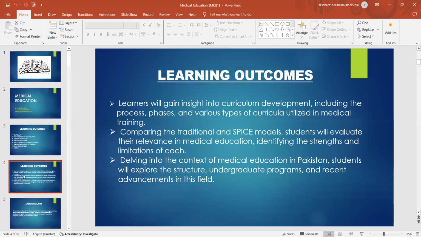Learning outcomes. Learners will gain insight into curriculum development, including the process, phases, and various types of curricula utilized in medical training. Comparing the traditional and SPICE models, students will evaluate the relevance in medical education, identifying the strengths and limitations of each. Delving into the context of medical education in Pakistan, students will explore the structure, undergraduate programs, and recent advancements in this field.